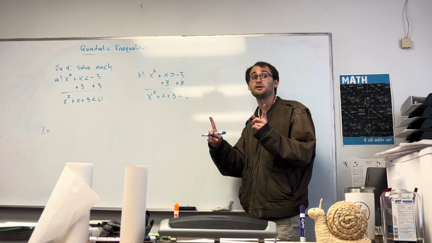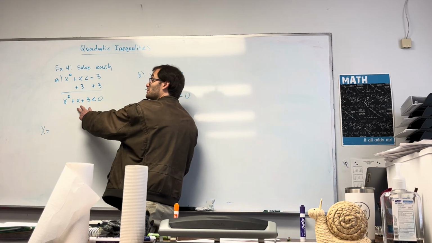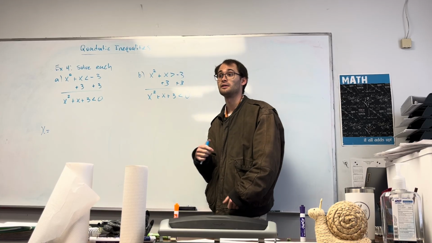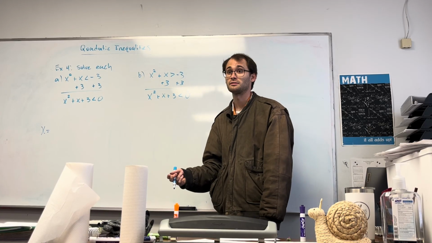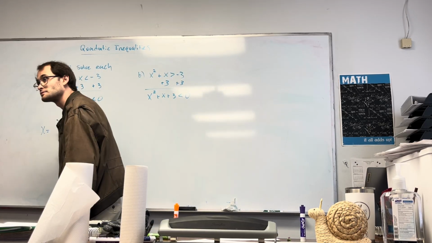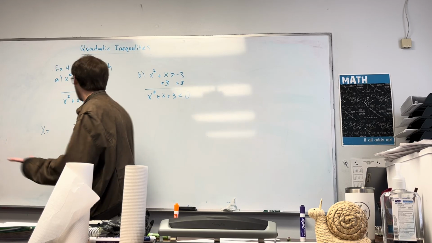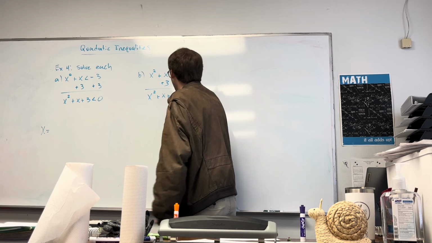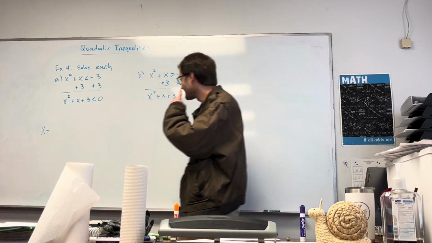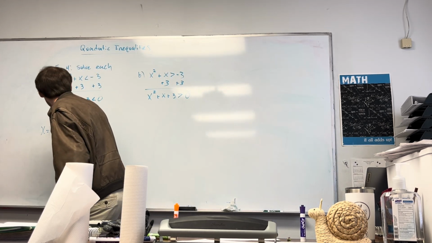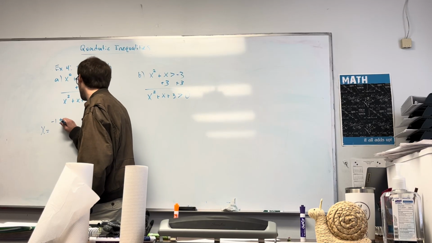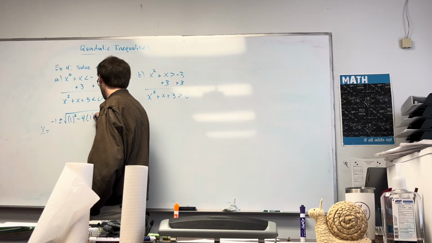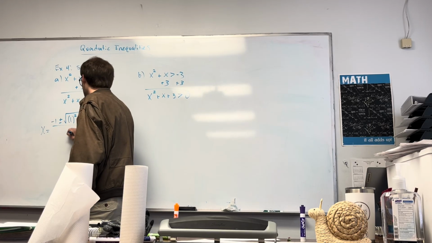Notice, these two on the left, are they exactly the same or are they different? They are exactly the same. So I only do this once. Same. But yes, I only need to do this once. If I plug everything in, we'll get -1 plus minus the square root of 1 squared minus 4 times 1 times 3, all over 2 times 1.